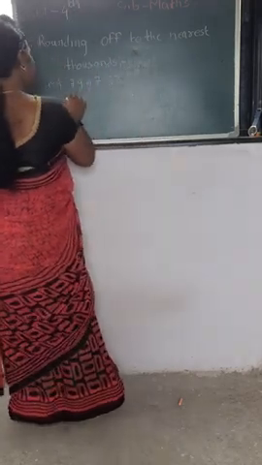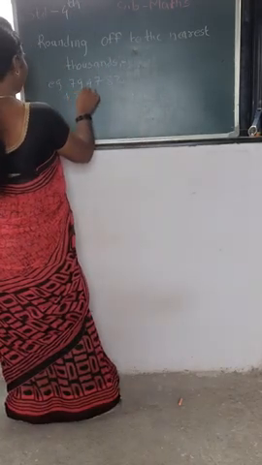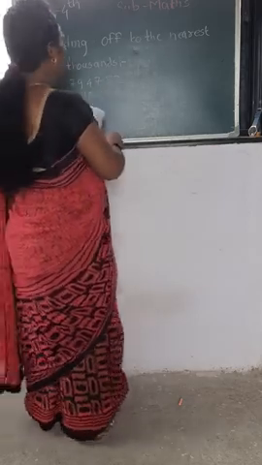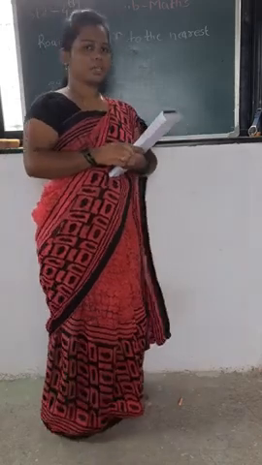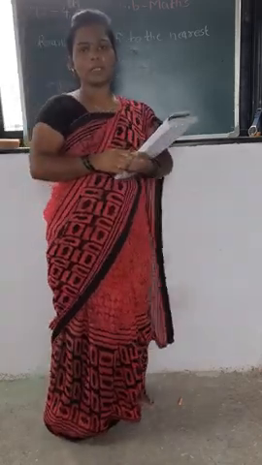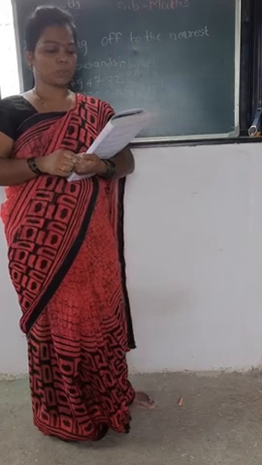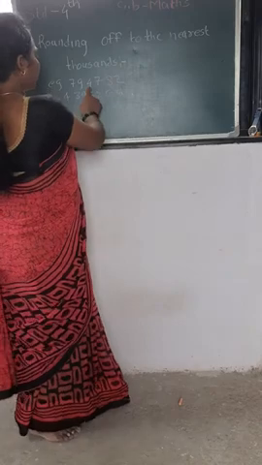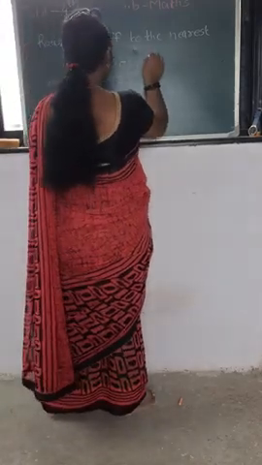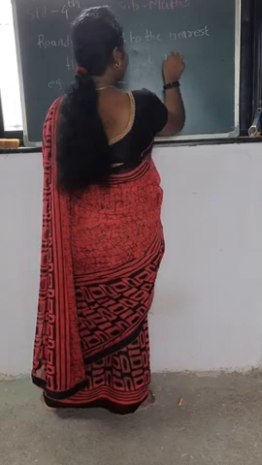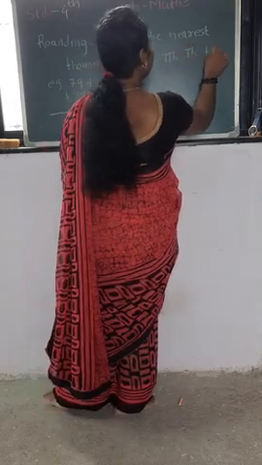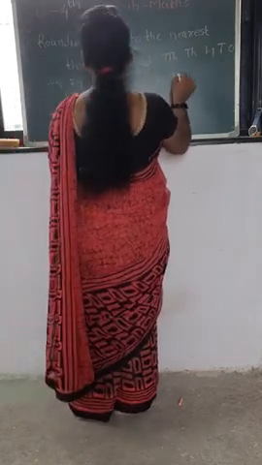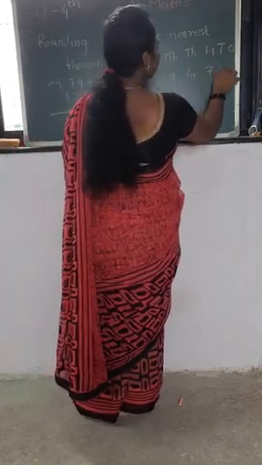The second number is 395266. Then we have to find the rounding off to the nearest thousands. The first step is to identify the place which is to be rounded off. Write the number in the place value chart: 10,000, 1,000, 100, 10 and 1. The first number is 794782.